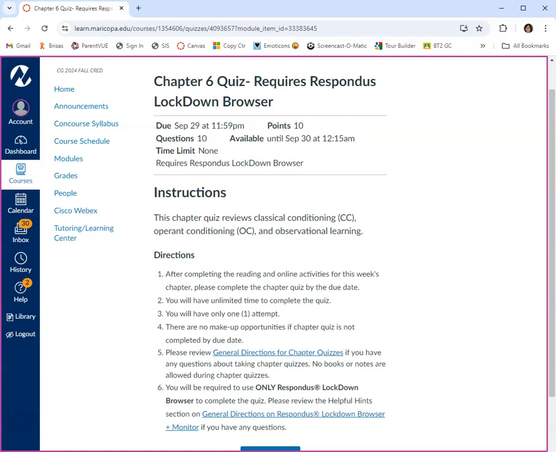The third assignment is the chapter quiz. I encourage you to spend time understanding the difference between classical conditioning and operant conditioning. Students often mix these up.